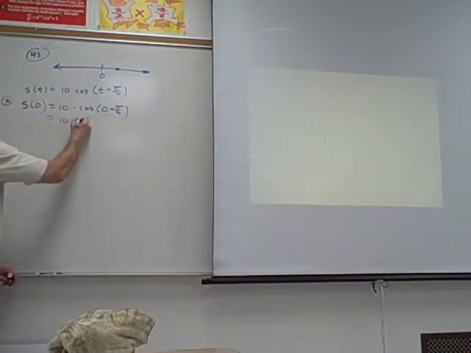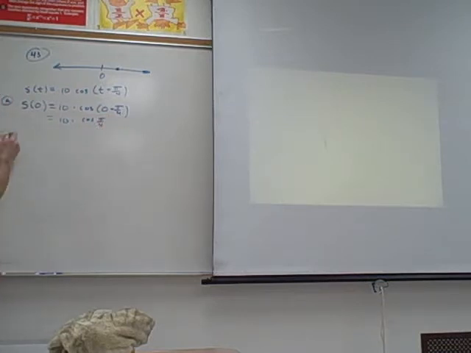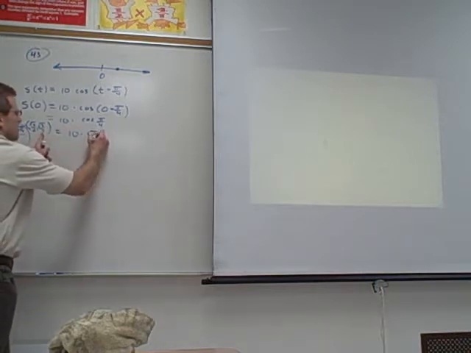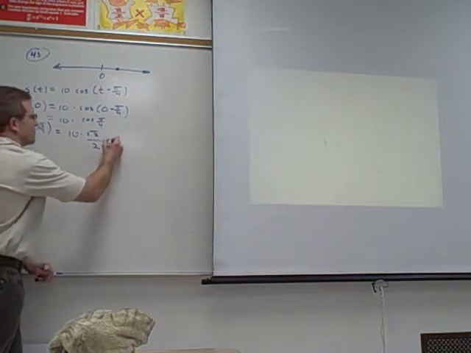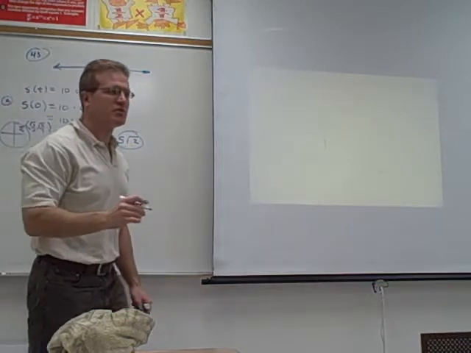So that's going to be 10 times the cosine of pi fourth, which if you think about your unit circle, pi fourth is right there. Coordinates are square root 2 over 2, square root 2 over 2. So the cosine is your second number, right, your y coordinate. So this is just going to be 10 times square root 2 over 2. And then you can take 10 divided by 2. So the answer would be 5 square root 2. That would be your initial position.